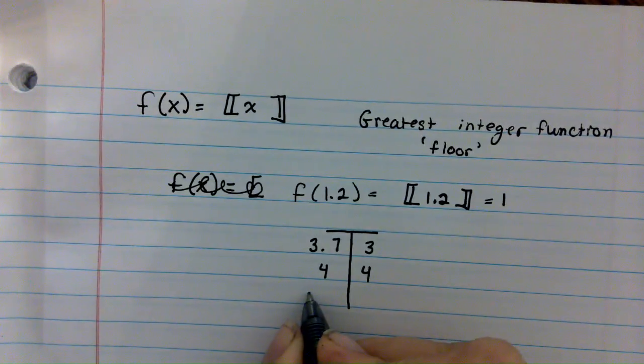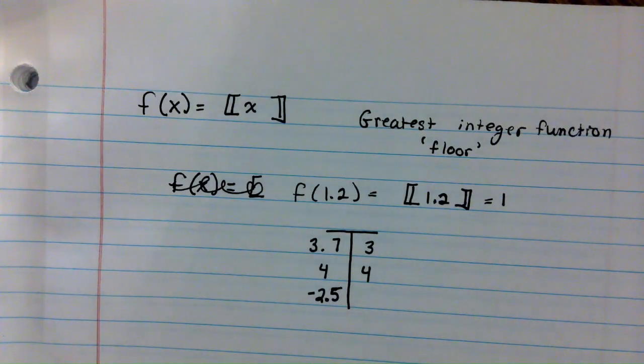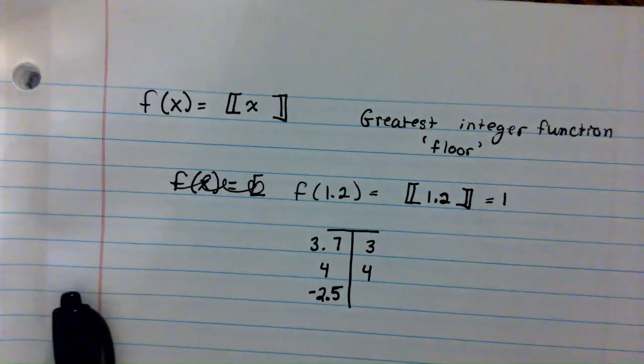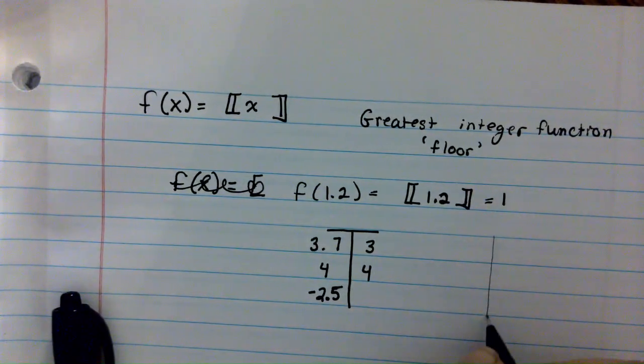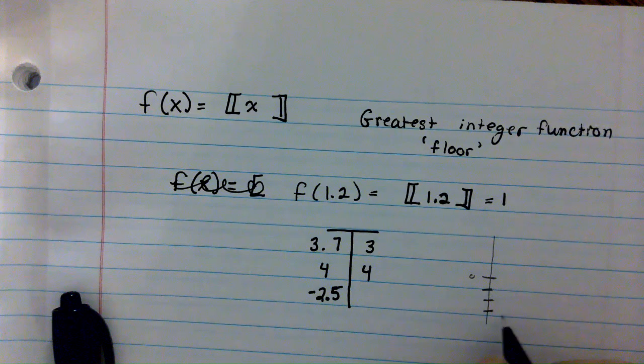But what if you're at negative 2.5? Where's that going to fall? Now let's think about this. Here's 0. 1, 2, 3. You're right there.